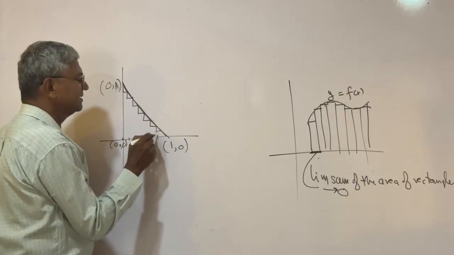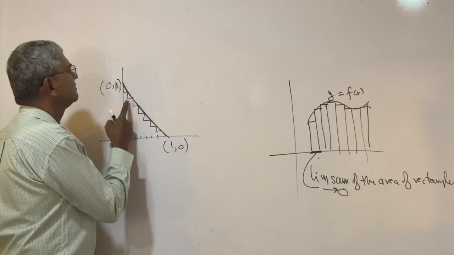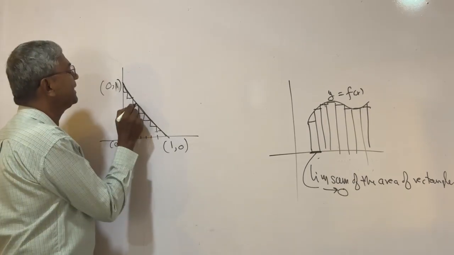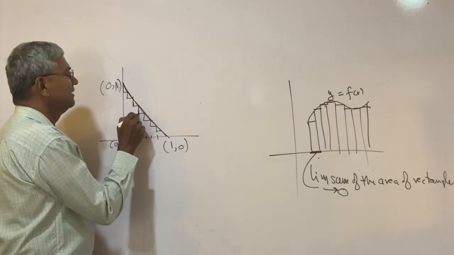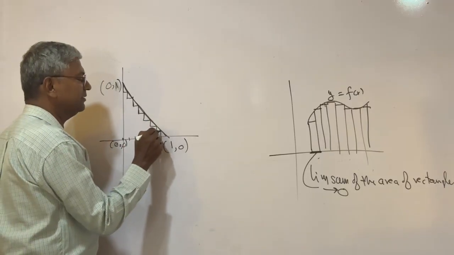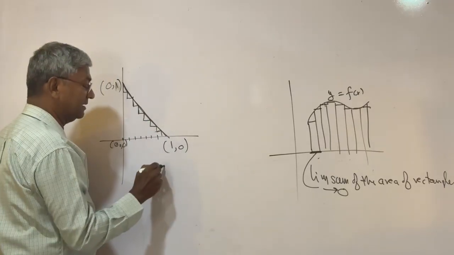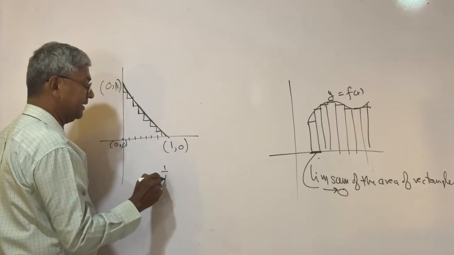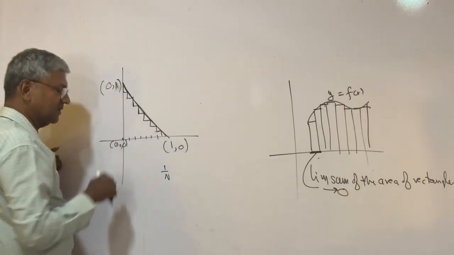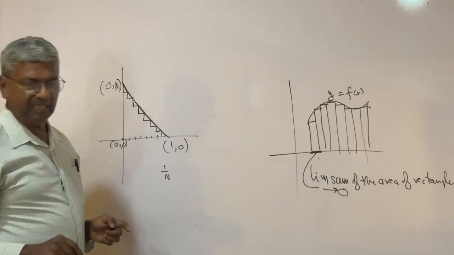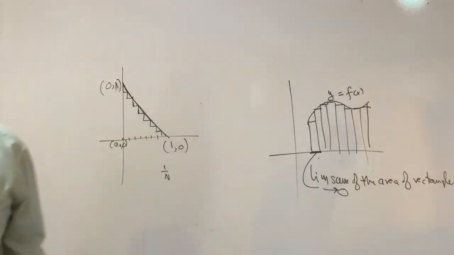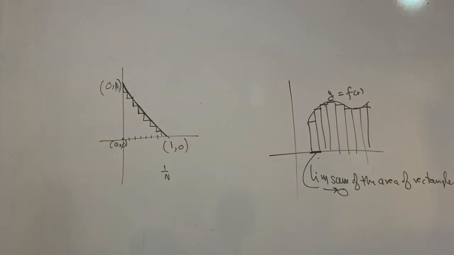Then you get these lengths. If height is 1 over n, no? This is 1 over n, this is 1 over n, this is 1 over n, 1 over n, 1 over n, 1 over n, 1 over n, 1 over n. You get 1 over n. So we want to find the length, we don't know how to find it. Now we are approximating the length of the hypotenuse by this staircase.